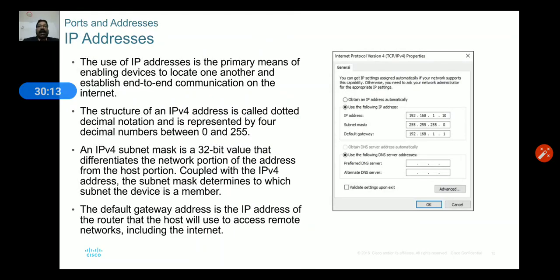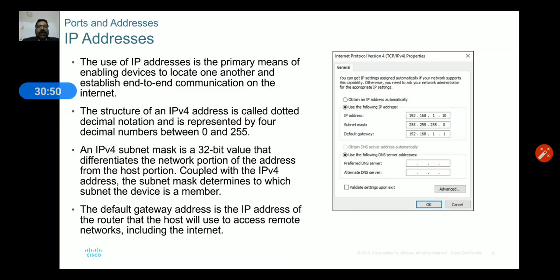The next thing is IP addressing. I hope you all know about IP addressing. Without an IP address, the device cannot communicate, or the device cannot establish end-to-end communication with other devices or on the internet. If you see the structure of the IP address, it is called dotted decimal notation. If you see the IP address 192.168.1.10, what is this? There is a dot in between the decimal numbers. Because of that, the IP address is called dotted decimal notation.